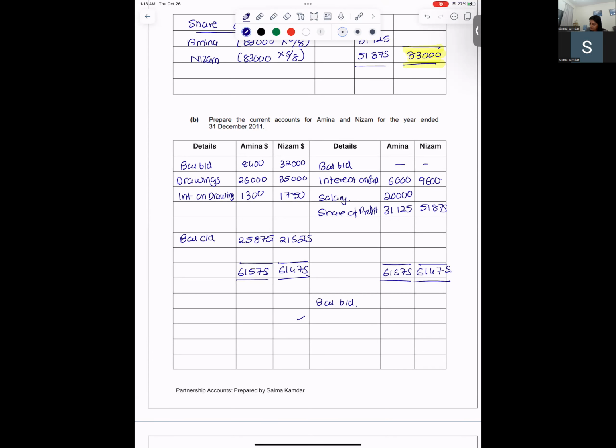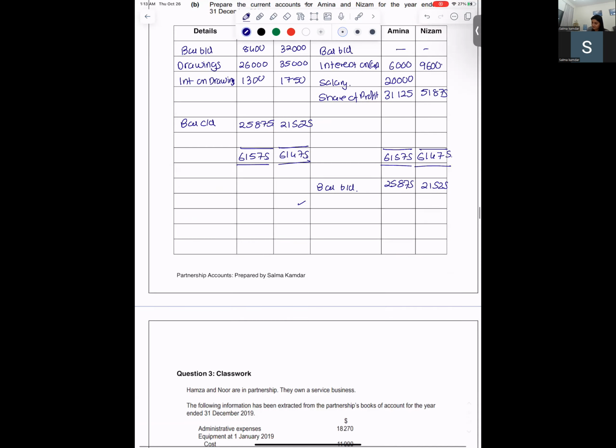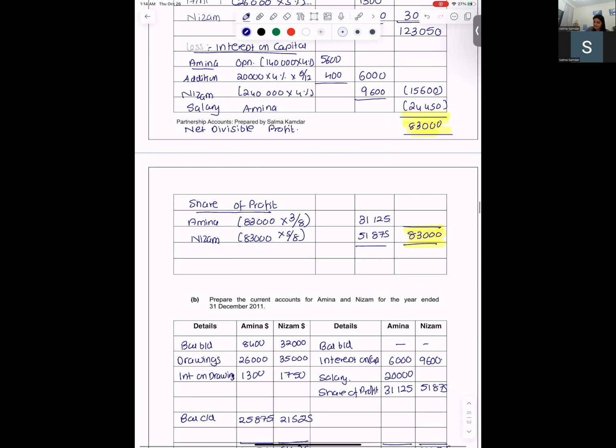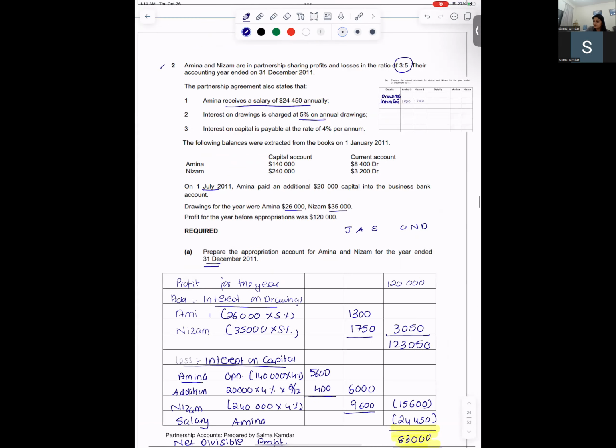Don't forget to bring this balance down. So it will become 25,875 and 21,525. So this was the question for Amina and Nizam, where you had to prepare a profit and loss appropriation account and partners' current account. That's it.